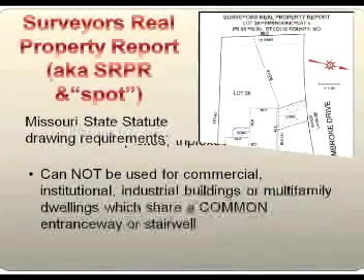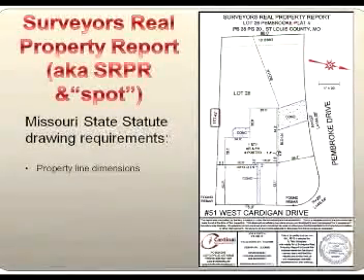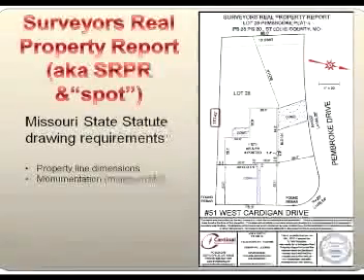So this is what a typical spot looks like. You're going to have a lot of these key ingredients, and I'm going to just briefly go through the list so that you guys know what to look for. So the first thing are property line dimensions. Every single property line should have a dimension. It tells you how big the lot is.